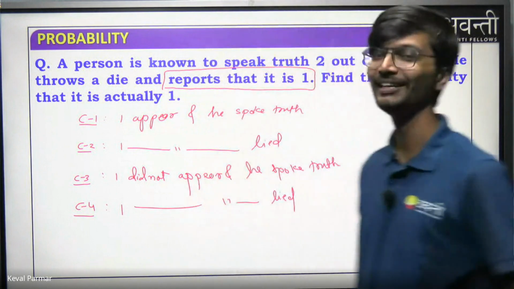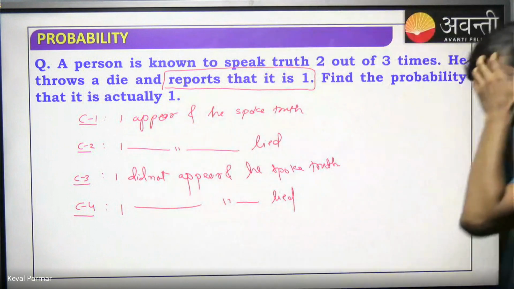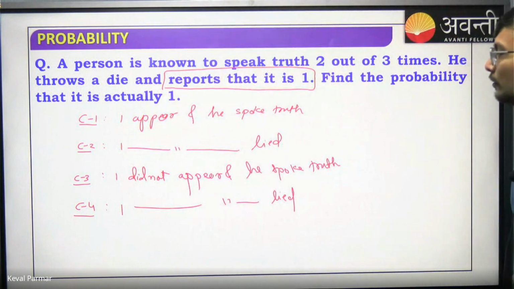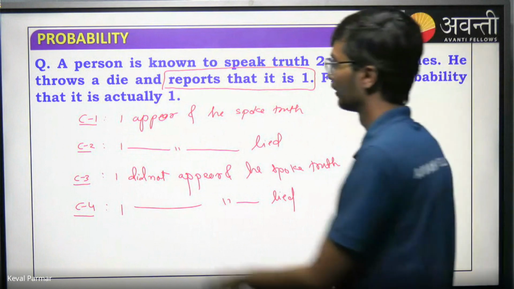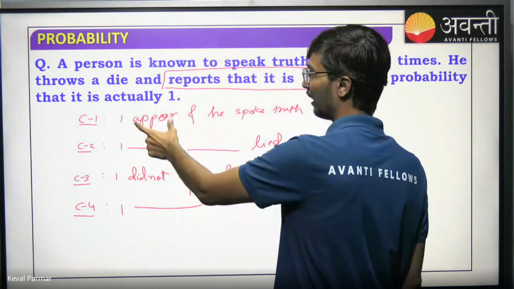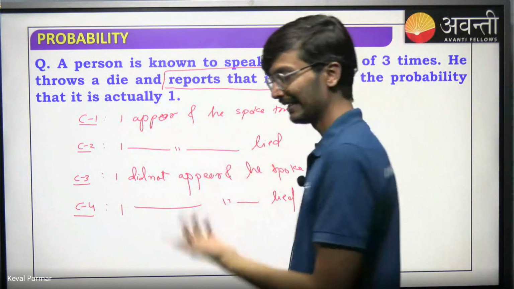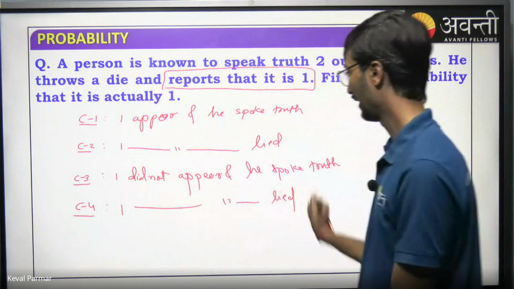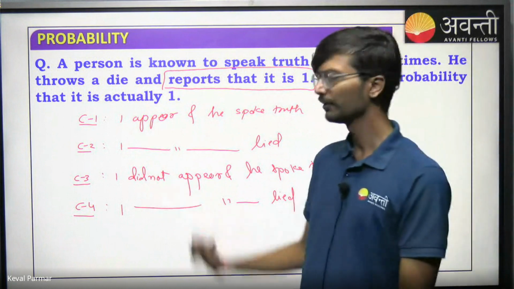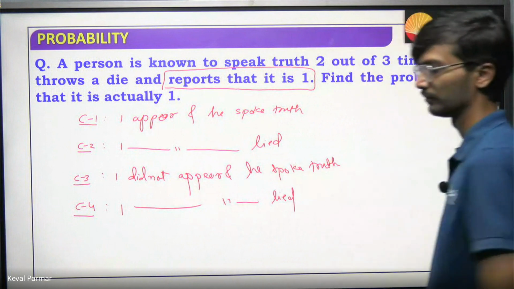Which 2 cases are eliminated or which 2 cases are left which we need to study further? Case 1 and case 3. See guys, he reports that it is 1. That means 1 appeared and he spoke the truth. And case 3 means 1 did not appear and he spoke the truth.